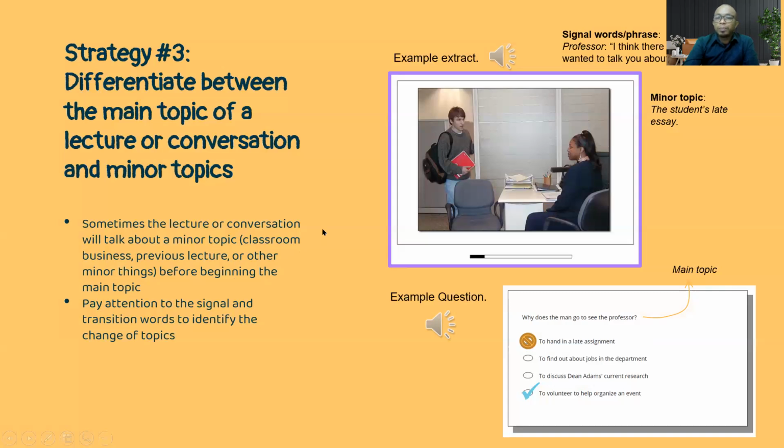Okay, so after they talk about the minor thing, which is the student's late essay, the student continues expressing his reason for coming to see the professor, which is to volunteer with the farewell party or event for a professor leaving the campus. So the answer is D. All right. So be careful with minor topics. It's usually given in the beginning of the conversation.